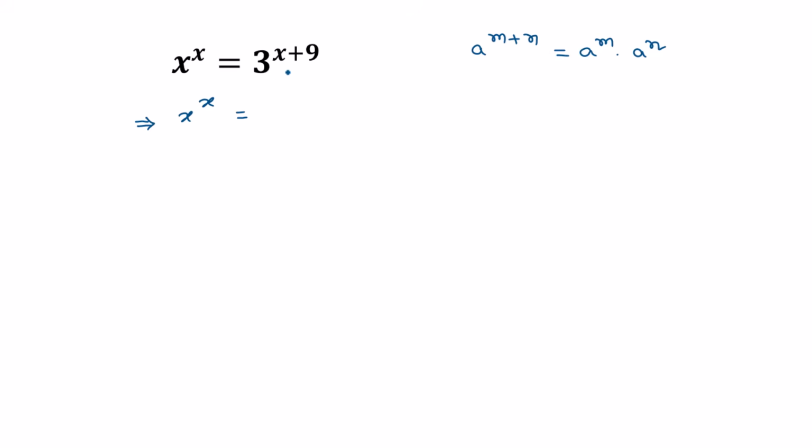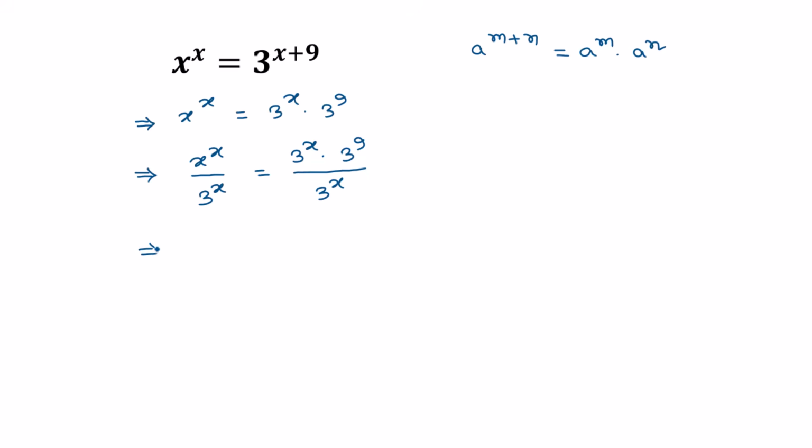Applying this exponential formula, we can write this 3 to the power x plus 9 as 3 to the power of this x times 3 to the power 9. Now dividing both sides by 3 to the power x, we can write on the left side x to the power x divided by this 3 to the power x is equal to, on the right side, 3 to the power x times 3 to the power of 9 divided by 3 to the power x. We have divided both sides by this 3 to the power x.